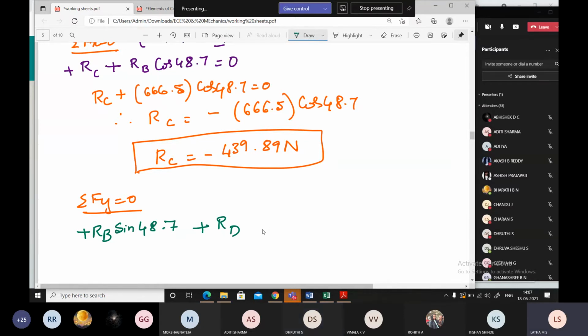You don't find the load. Where's the load? Minus 600 Newton. So plus RB sine 48.7 plus RD minus 600 equals 0. So substitute the values and calculate RD. Check the answer. What's the answer you are getting? RB value, how is the RB value 666.5?